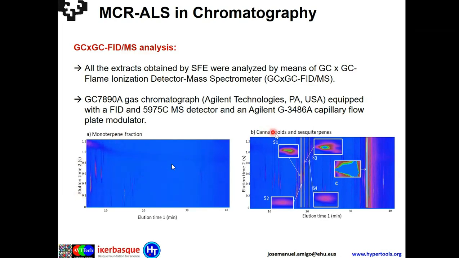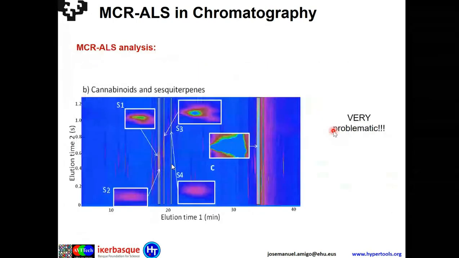But the challenging one was the cannabinoids and sesquiterpene area, in which there were areas where we have severe overlapping, even though we are using one elution time and another elution time. That means two chromatographic systems. We still have coelution in some of the times.